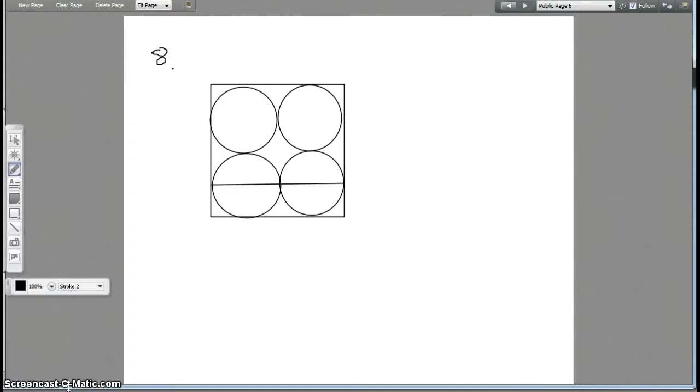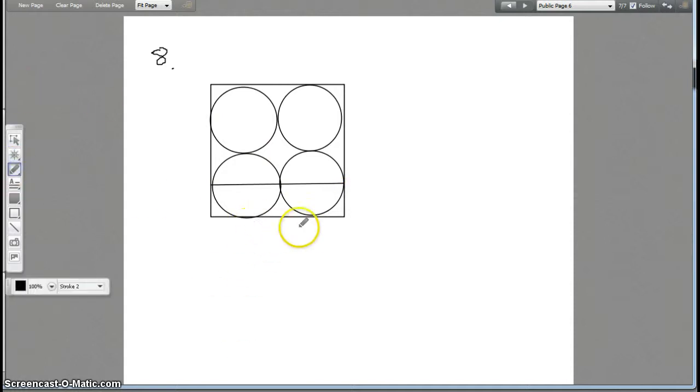This is actually a fairly decent attempt at the drawing that is in the textbook for problem number 8. The information for number 8 says the diameter of each circle in this figure is equal to half the side of the square. So when you're looking at the diameter for this circle, you can see the diameter is the distance from one side of the circle to the other side going through the center. And when you have two circles together, the two diameters are going to take you all the way across one side.